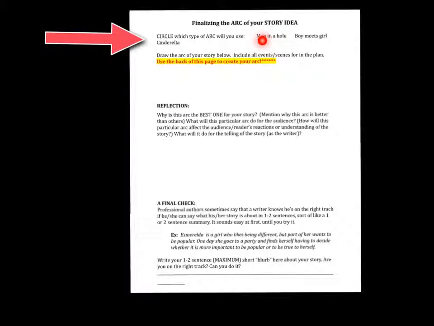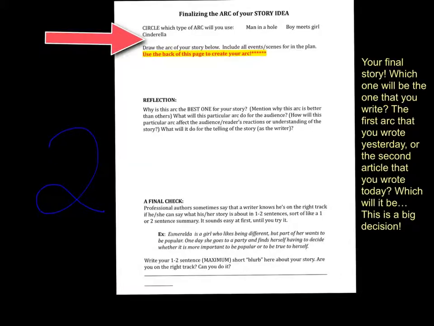Now, it's asking you to think about the fact that you now have two different arcs. And it's asking you which of those arcs you are going to use for your final story. So I want you to be thinking about your final story. Which one will be the one that you write? The one from yesterday or the one from today? The first arc that you wrote yesterday or the second arc that you wrote today?